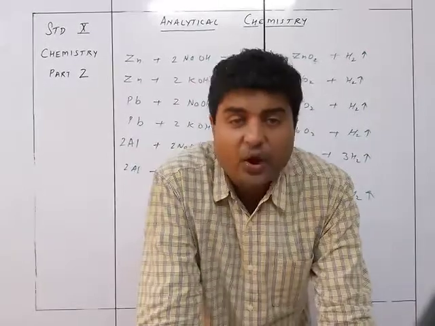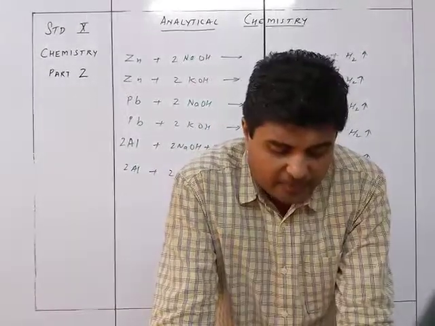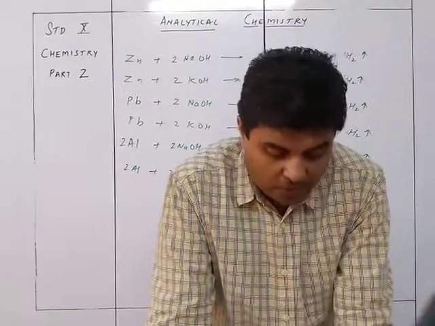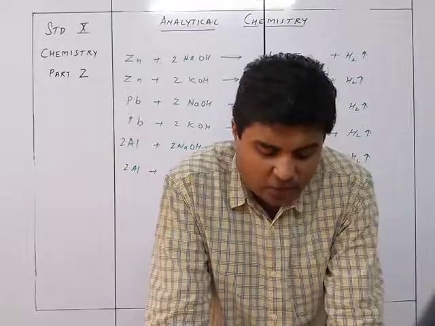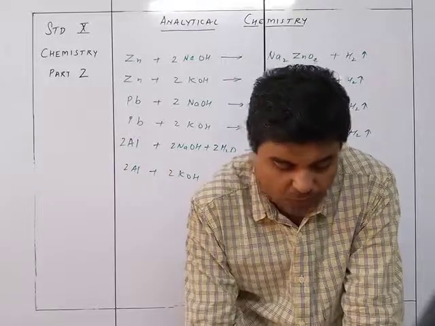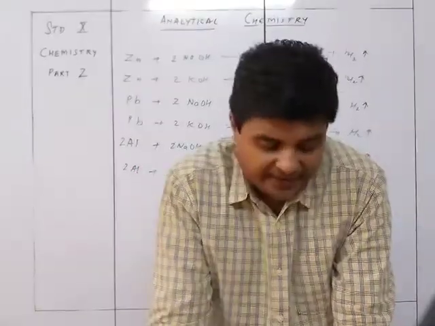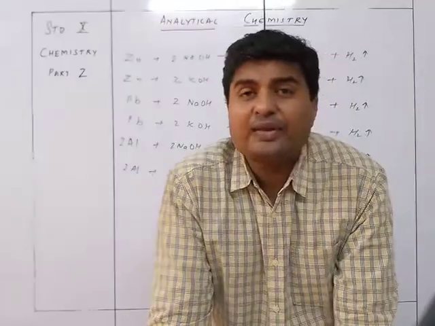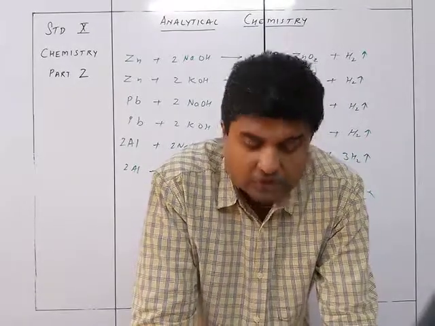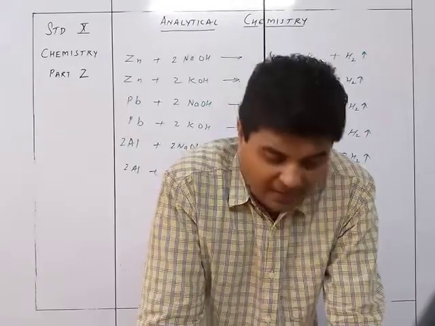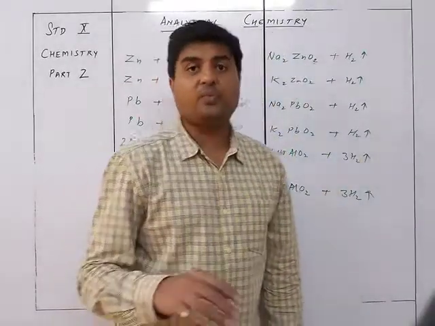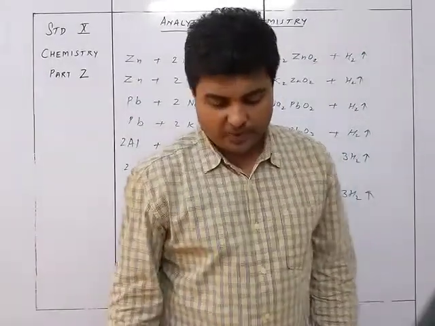Oxides and hydroxides of zinc, aluminium and lead, that is ZnO, PbO, Al2O3, Zn(OH)2, Pb(OH)2 and Al(OH)3, are amphoteric in nature, that is, they react with acid and with alkali to give you salt and water. So amphoteric oxide or hydroxide plus acid gives you salt plus water, and amphoteric oxide or hydroxide with base also gives you salt plus water.